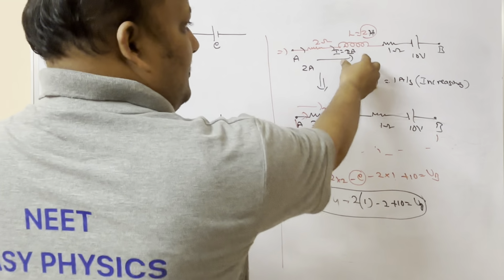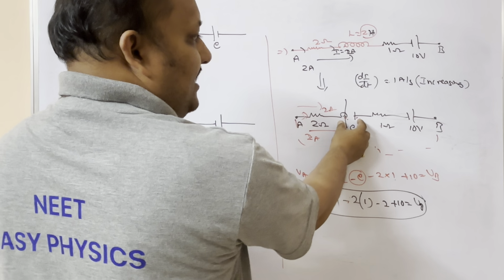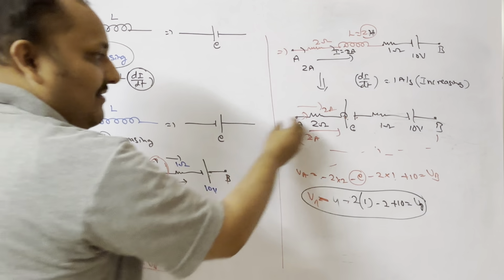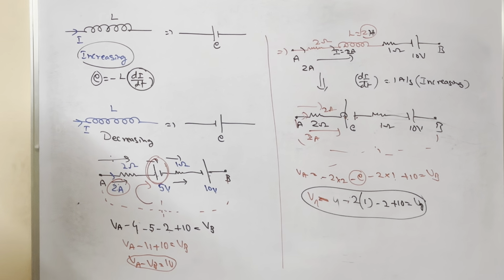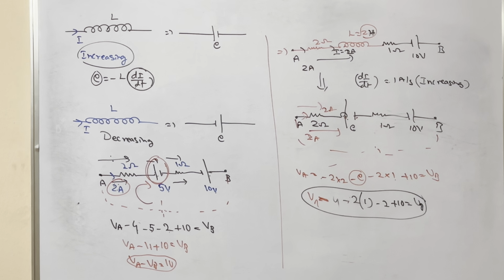So, this is what you have to follow. If the current is increasing, you should take the battery symbol like this. If it is decreasing, you should take it like this. Once you have taken the battery here, follow the same process as in current electricity, which we discussed. Therefore, you can practice some problems, and you will definitely understand and be able to do them.